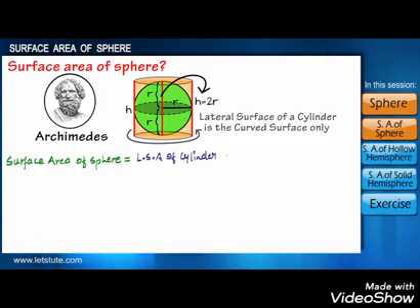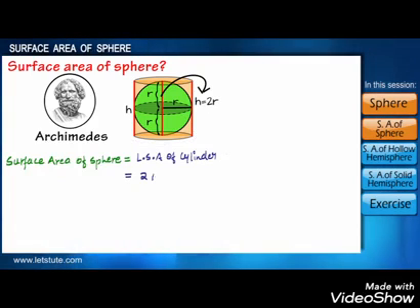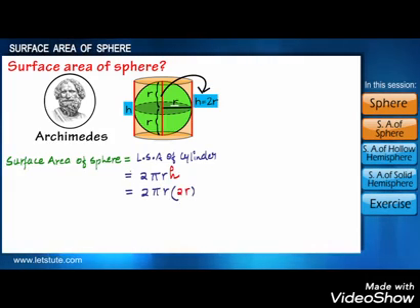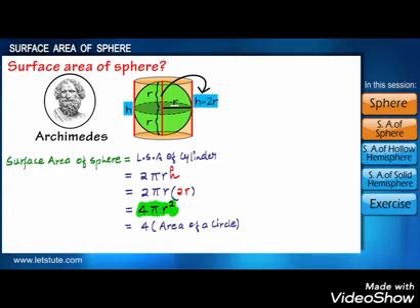And we know that the lateral surface area of a cylinder is 2 pi r h, where r is the radius and h represents the height of the cylinder, which can also be replaced by the diameter of the sphere, and hence it can be written as 2 into radius. Thus, the surface area of a sphere is derived as 4 times pi r squared. Friends, we can also relate it with the circle and say that the surface area of a sphere is 4 times the area of a circle.